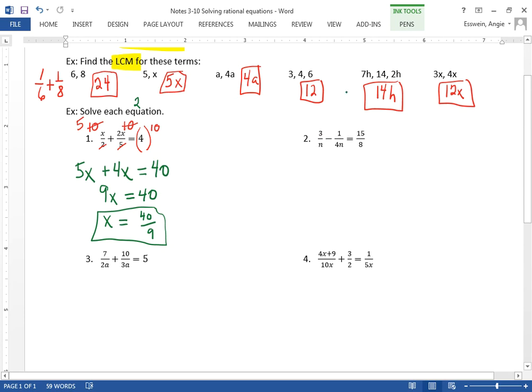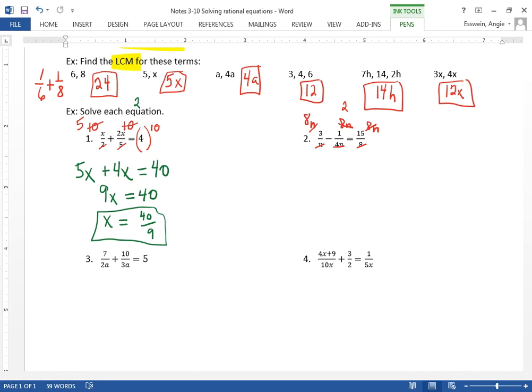So let's try this one. What can I multiply by to get rid of n, 4n, and 8? 8n. So make a little 8n next to each term, 8n, 8n. And then you get to start canceling. The n's cancel here. And then 4n goes into 8n twice, so that whole denominator goes away and you get a 2. And then the 8 and the 8, you get to cross those out.